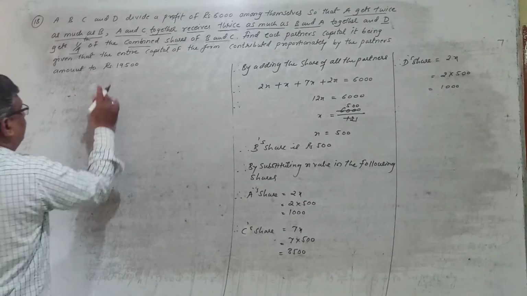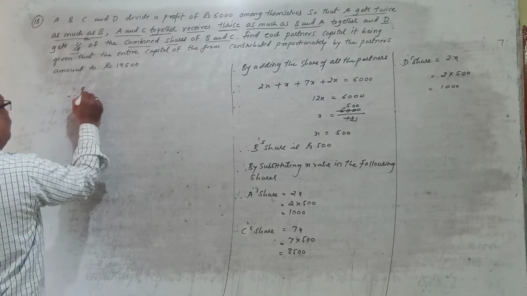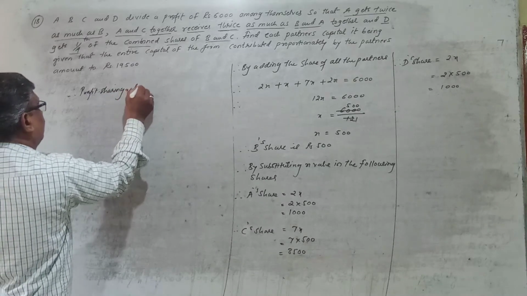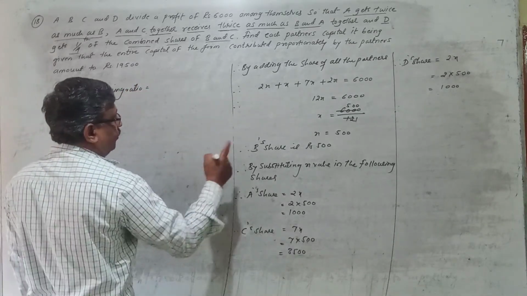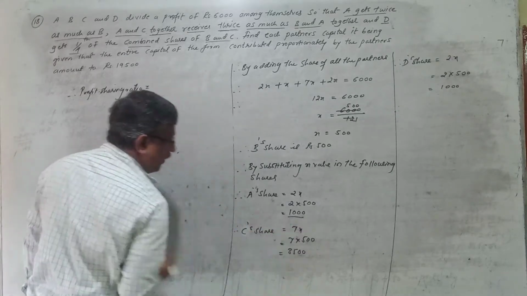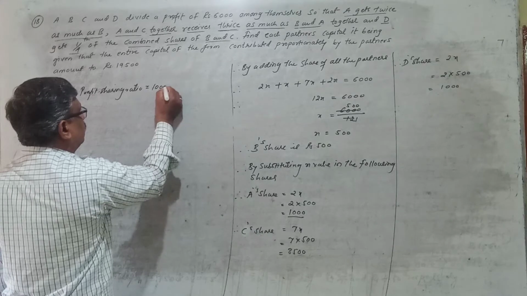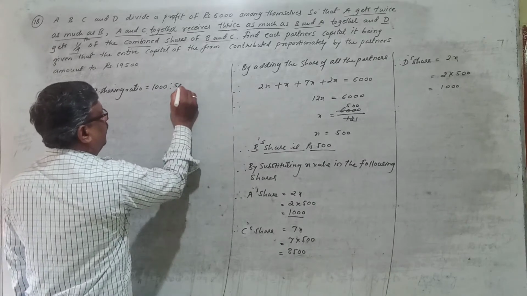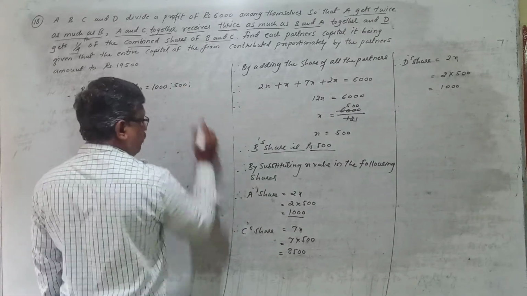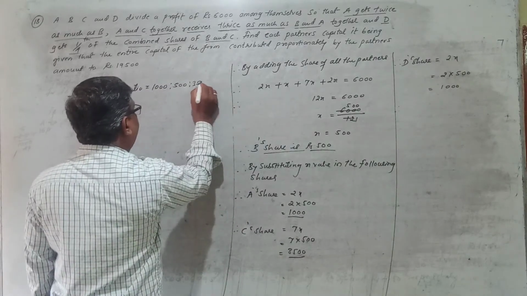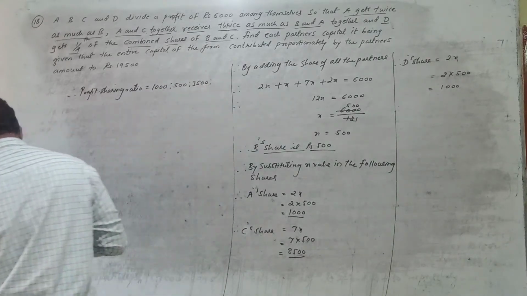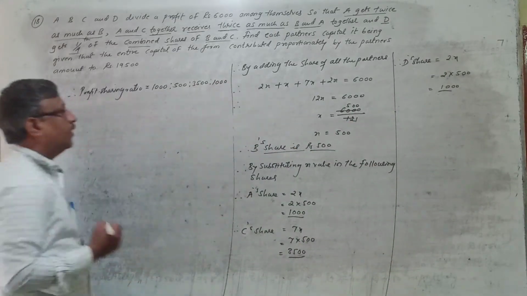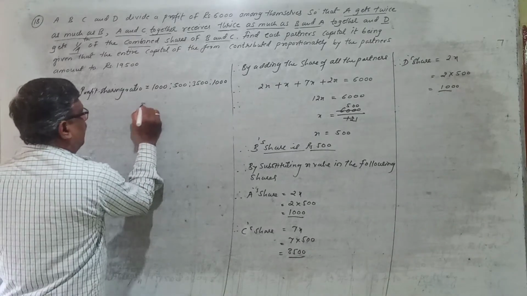So here you calculate the profit sharing ratio. Profit sharing ratio equals A's share, which we have calculated as 1000, is to B's share, 500, is to C's share, 3500, is to D's share, which is 1000. So take these profits and remove the ratio.